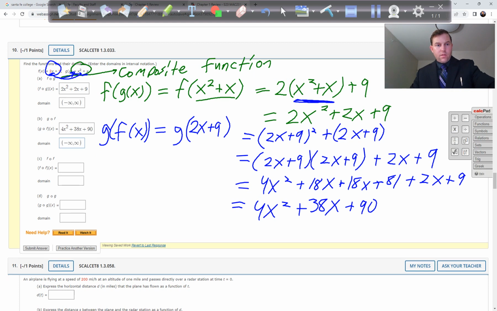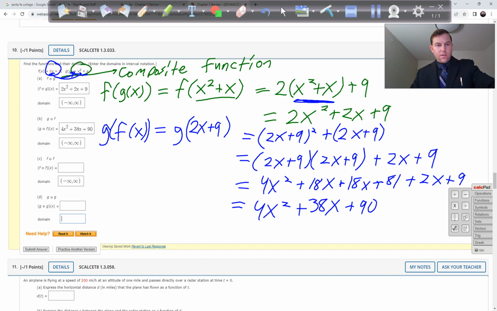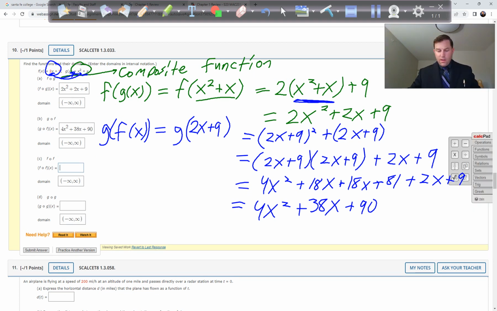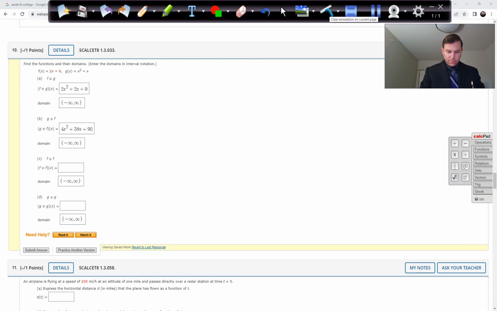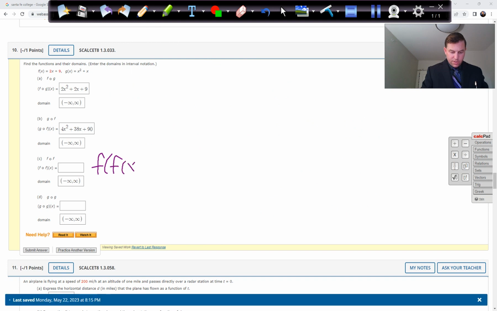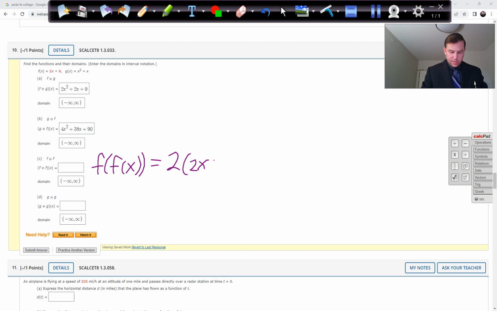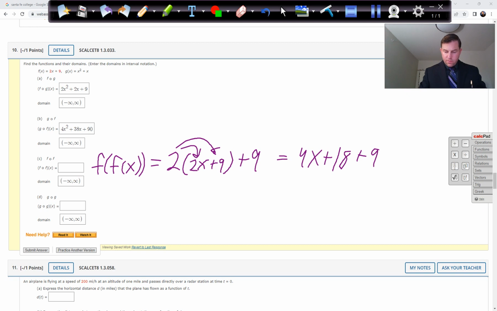Okay, spoiler alert, all these are polynomial functions, so they're all going to have the same domain. f of f, you're going to plug the function into itself. So the function with the function plugged in would look like 2, but x is now replaced with 2x plus 9, plus the original 9. So we get 4x plus 18, 4x plus 18 plus the 9 would be 4x plus 27.